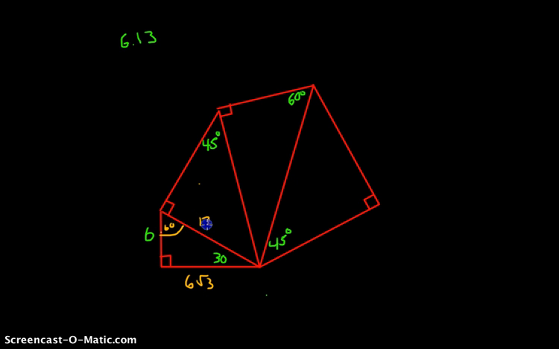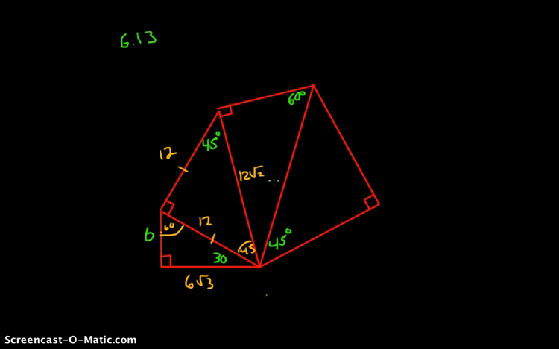This is a 45, 90, so this has to be a 45, which makes this a 45, 45, 90 triangle. Because that's the case, these two sides are the same length, which makes this side right there 12. And since this is 12 and it's a 45, 45, 90 triangle, this is x root 2, so it's going to be 12 root 2.